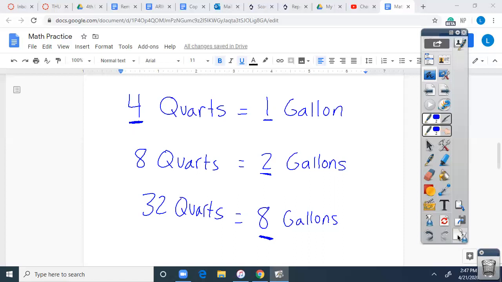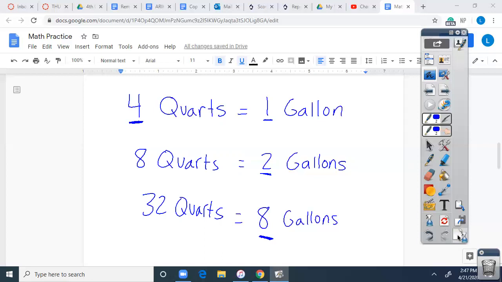1 gallon is 4 quarts, and then you need to know how to multiply so that you can find how many quarts are in 2 gallons or 3 gallons or 4 gallons or even 8 gallons. So those are a couple more things that you need to know. So write those down. I'm going to erase it again.